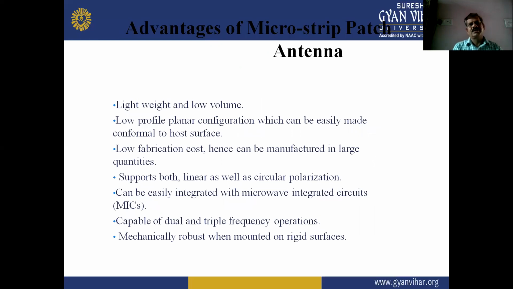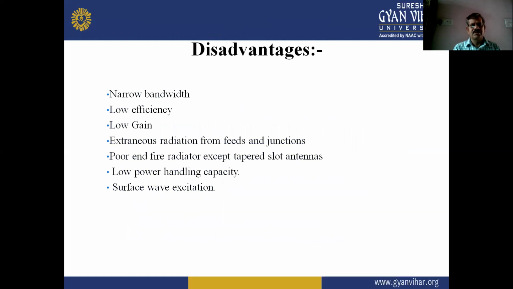What are the advantages of microstrip patch antenna? Microstrip patch antennas have lightweight, low volume and low profile planar configuration, which can be easily made conformal to the host surface, and low fabrication cost, hence can be manufactured in large quantities. They support both linear as well as circular polarization, can be easily integrated with microwave integrated circuits (MIC), are capable of dual and triple frequency operations, and are mechanically robust when mounted on rigid surfaces. So these are some advantages of the microstrip antenna.